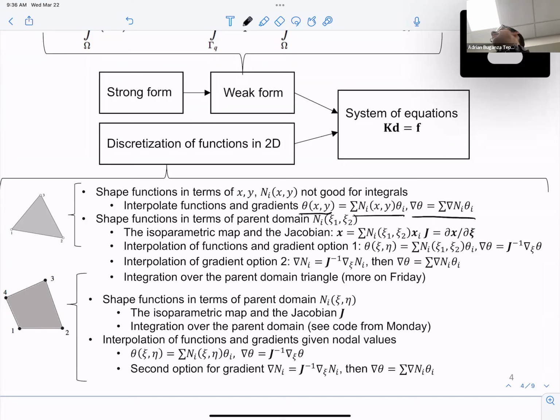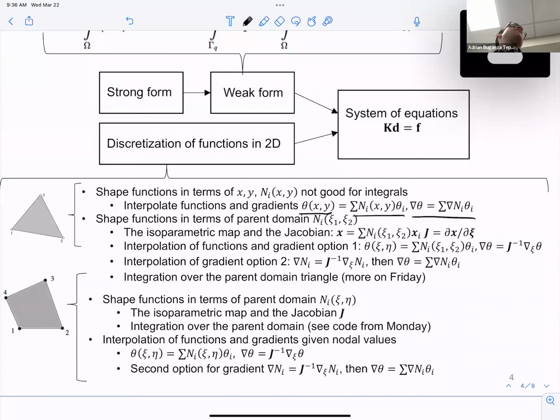So this one works, but there's a but. In general it is very difficult to do two things. One, to build these shape functions. For the triangle, it's possible, but that's it. For the quadrilateral, it's very difficult. That's one of the buts. And the other one is the integration.